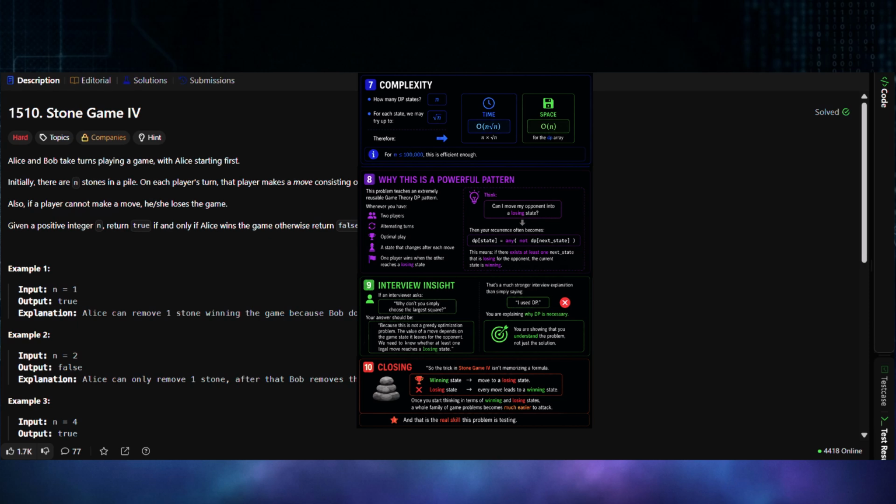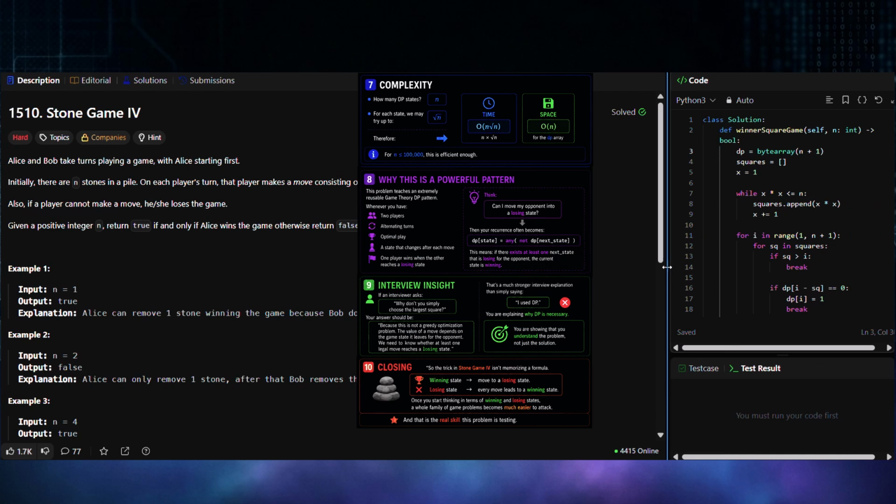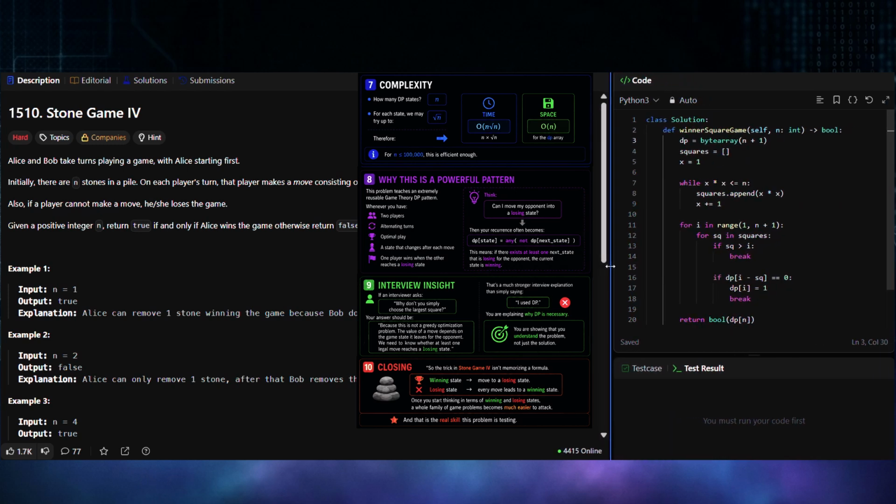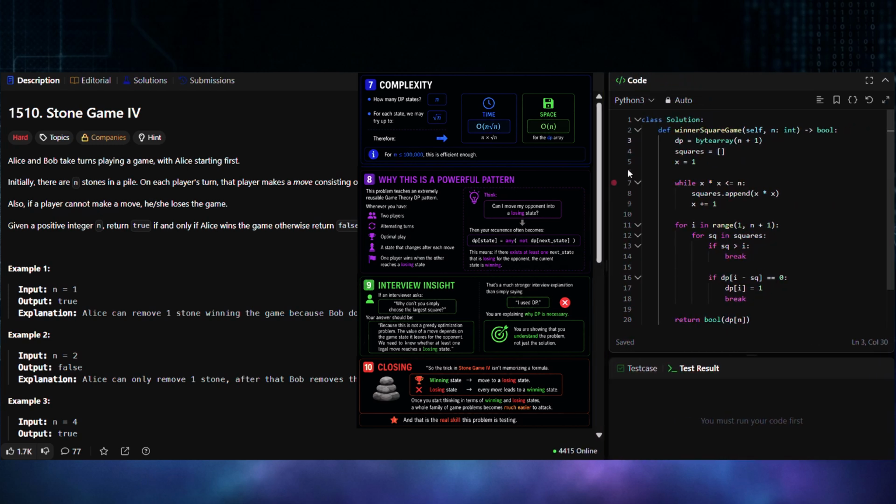So the trick in Stone Game 4 isn't memorizing a formula. It's recognizing this pattern. Winning state means move to a losing state. Losing state means every move leads to a winning state. Once you start thinking in terms of winning and losing states, a whole family of game problems becomes much easier to attack. And that is the real skill this problem is testing.